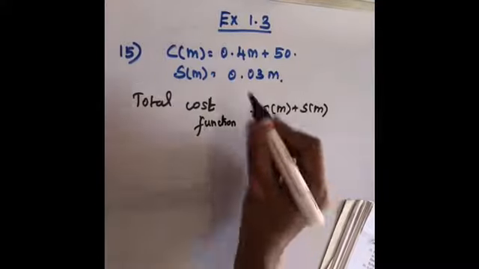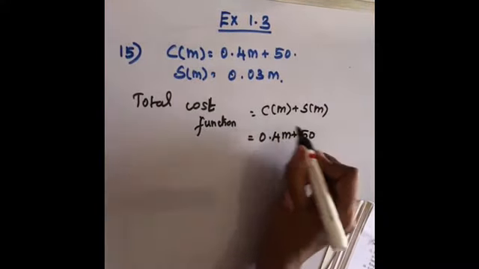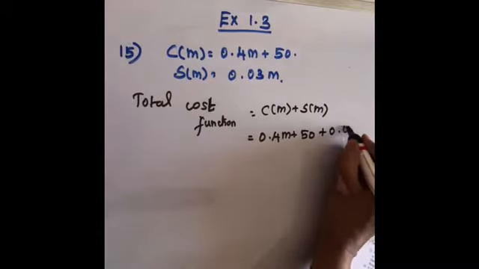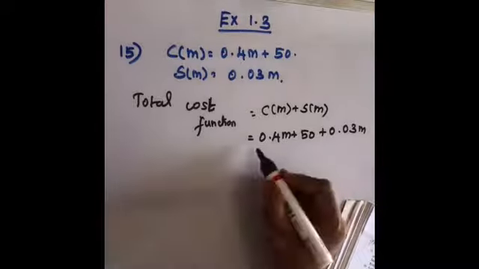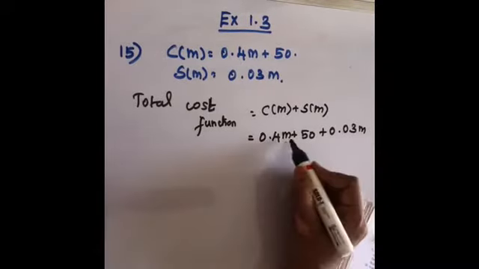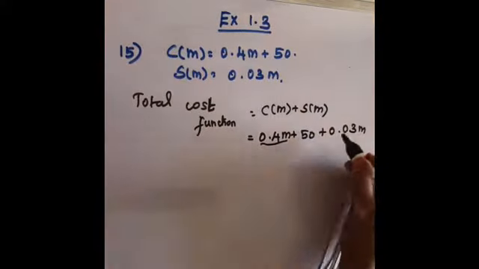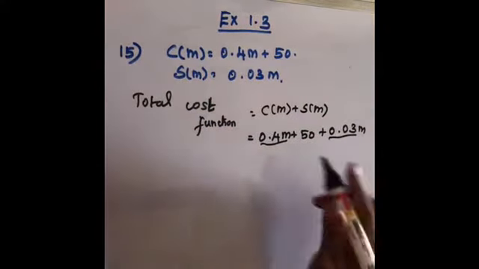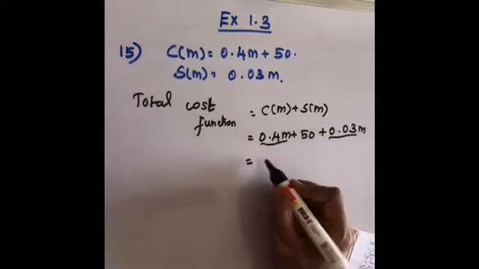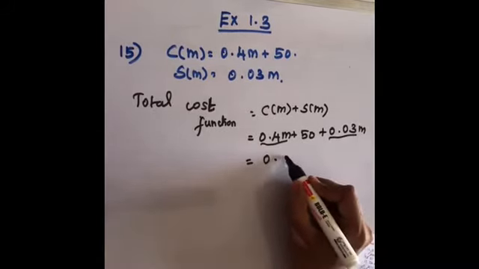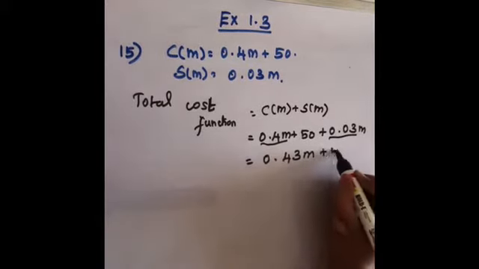What is C of M? 0.4 M plus 50. What is S of M? It is 0.03 M. Okay, so we can add these two like terms M. With the variable M, these two terms are like terms. So first we will add these two functions. So 0.4 plus 0.03 gives 0.43 M, plus 50.